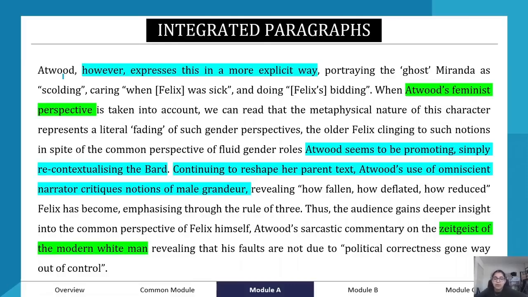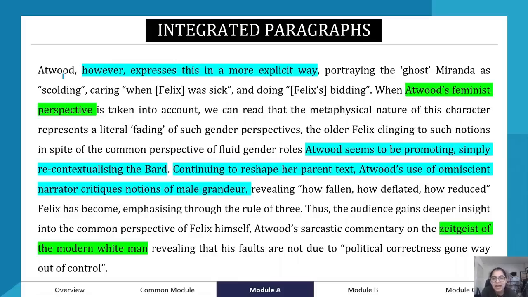Continuing to reshape her parent text, Atwood's use of omniscient narrator critiques notions of male grandeur, revealing how fallen, how deflated, how reduced Felix has become, emphasizing the rule of three. Thus, the audience gains deeper insight into the common perspective of Felix himself, with sarcastic commentary on the zeitgeist of modern white man, revealing that his faults are not due to political correctness gone way out of control.